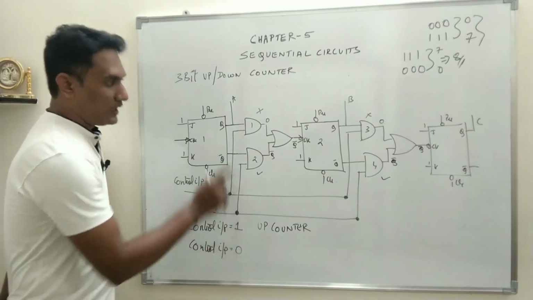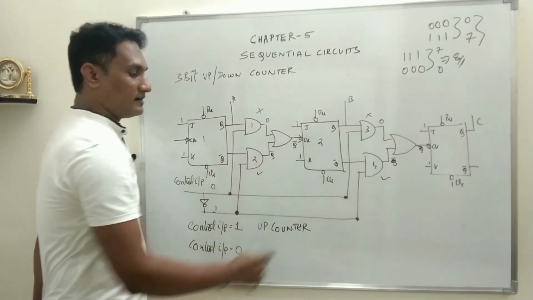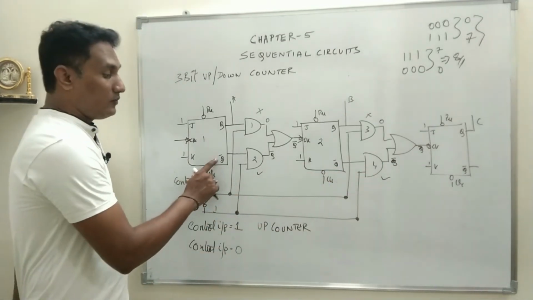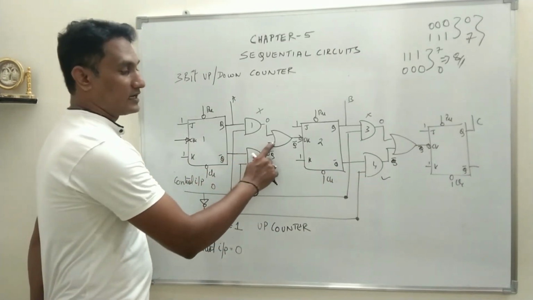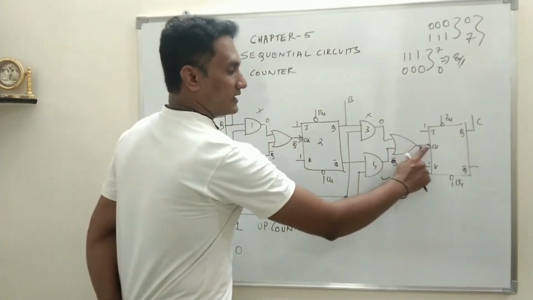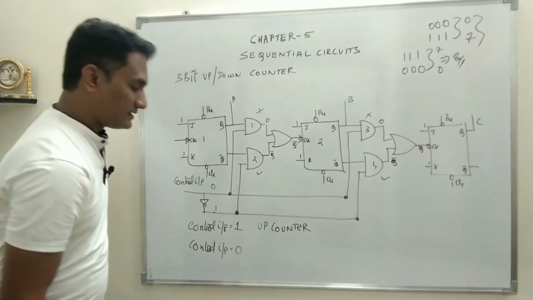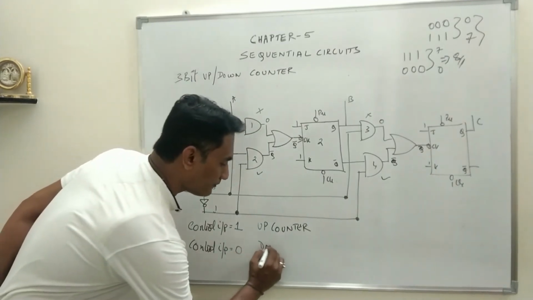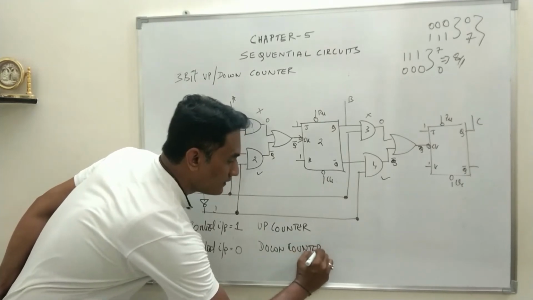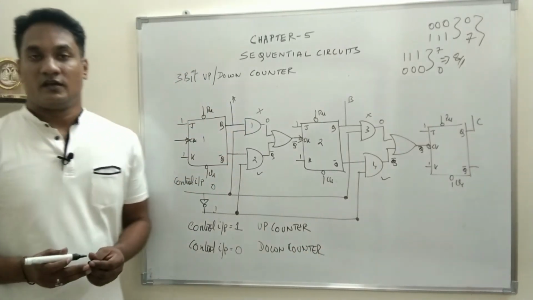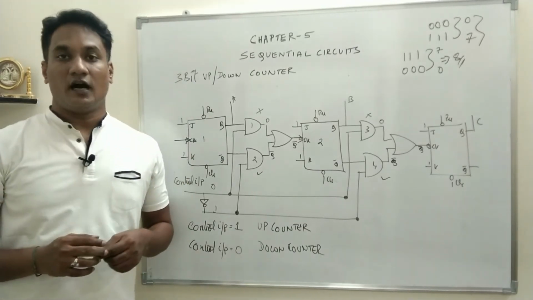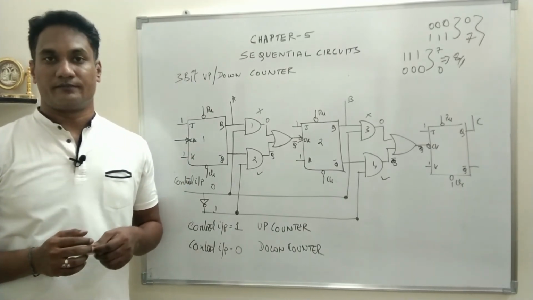When control input is 0, AND gate 1 and 3 are deactivated while 2 and 4 are activated, and it is as if Q bar output of the previous stage is connected as clock input for the next stage. The circuit works as down counter. So this is the working of 3-bit up down counter.